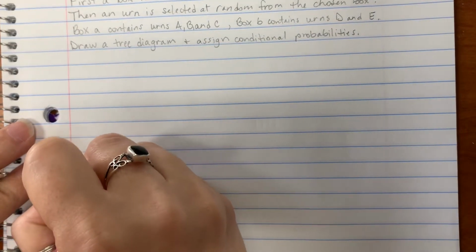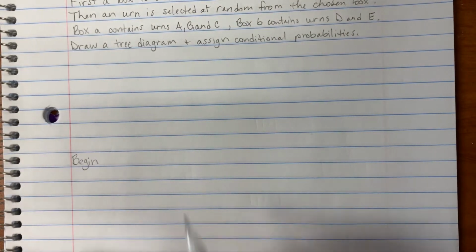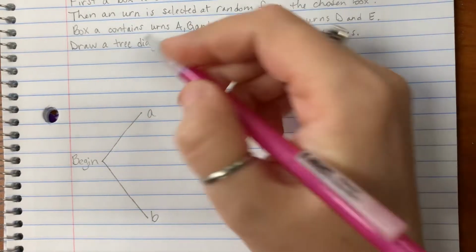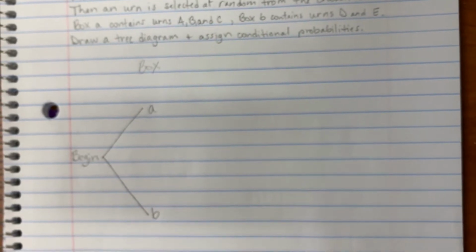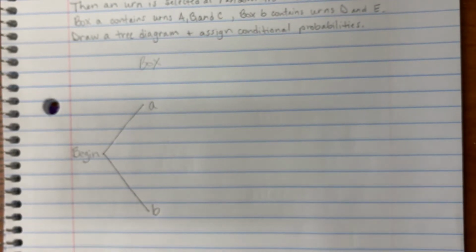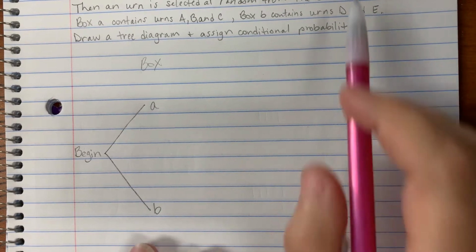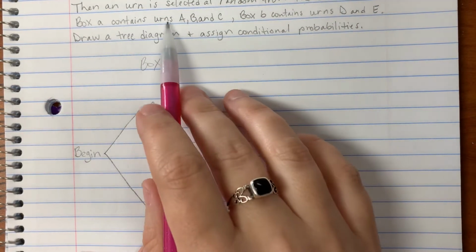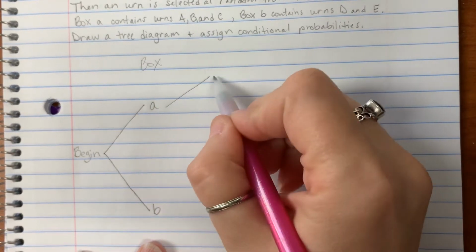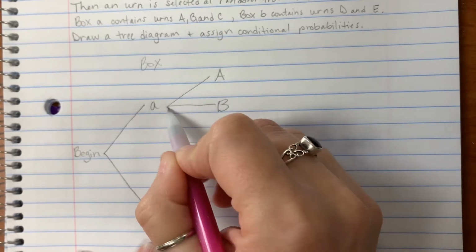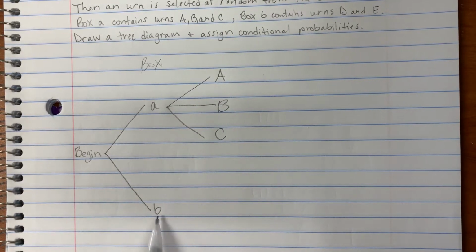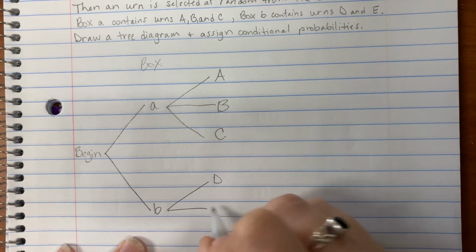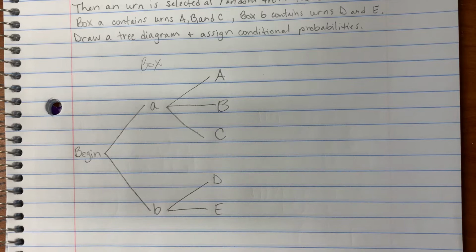So we're going to start out, I don't know if you guys remember back, we always kind of started out with, okay, let's begin. From here, I'm going to pick either box A or box B, right? So my first sub-experiment is which box am I getting? My second sub-experiment is picking one of those urns. So if I got box A, I have 3 choices for urns. So I've got urn A, urn B, or urn C, right? And then if I picked box B, I have 2 choices. I have either urn D or urn E. Okay, so there's my tree diagram.